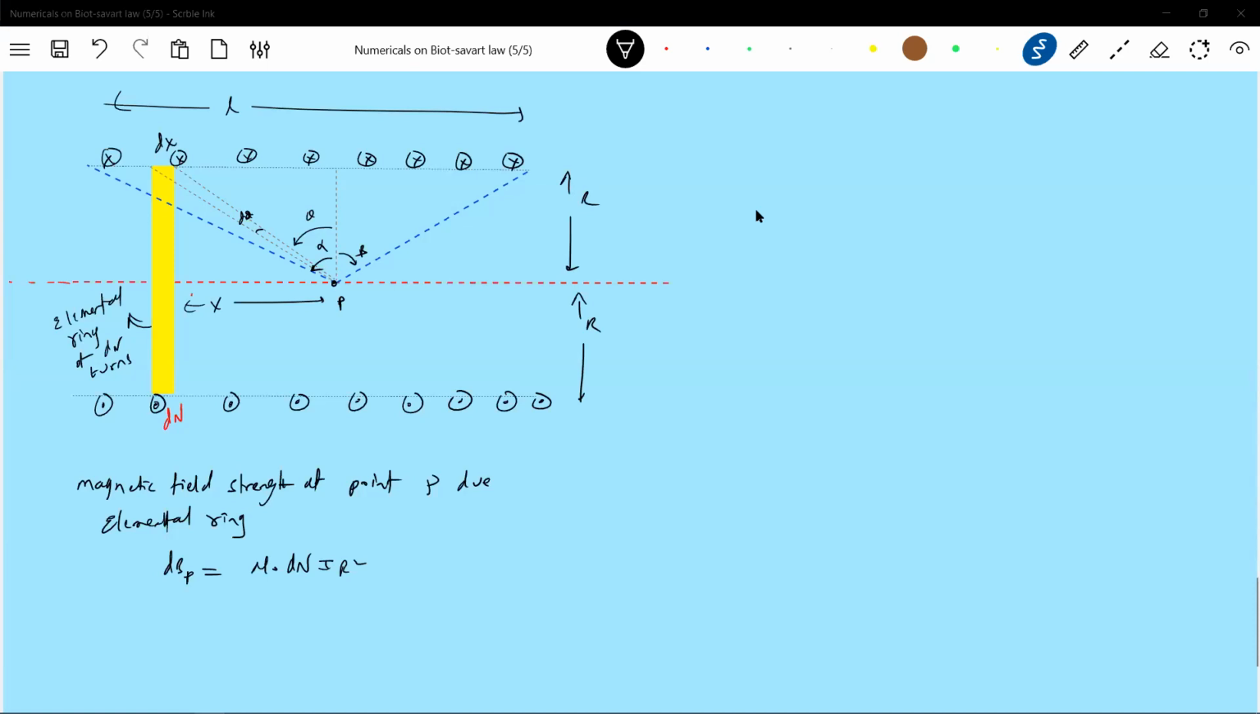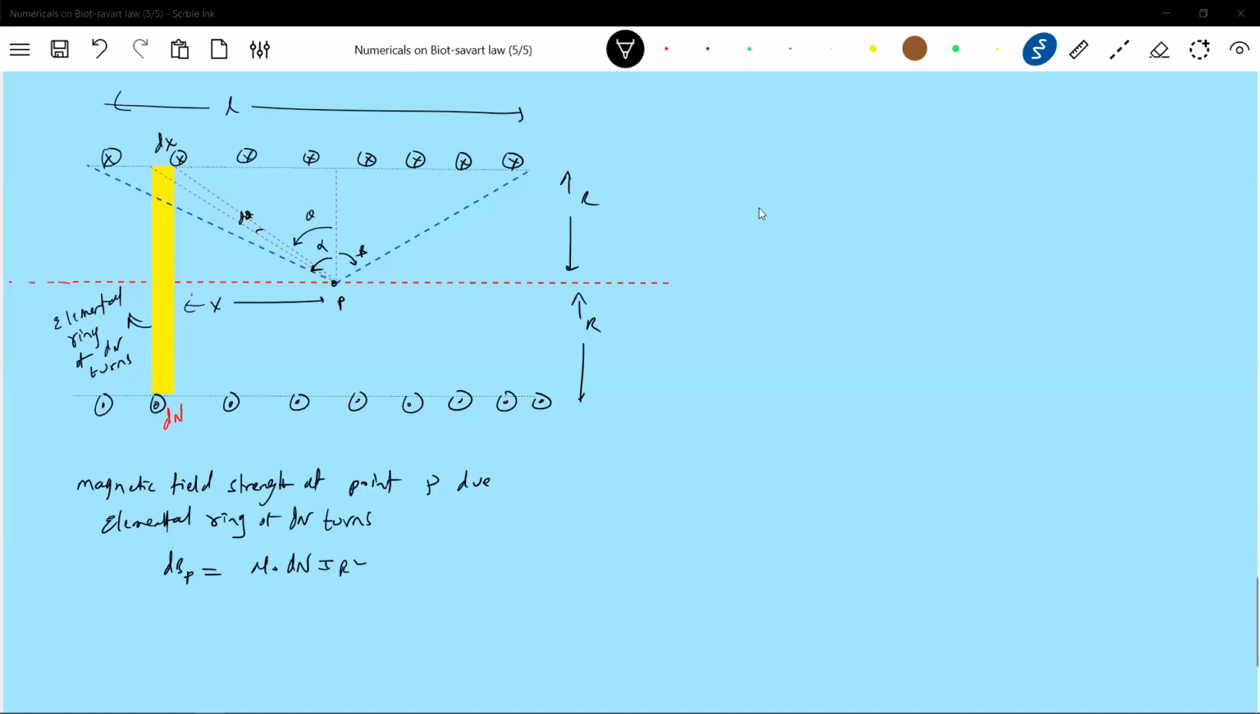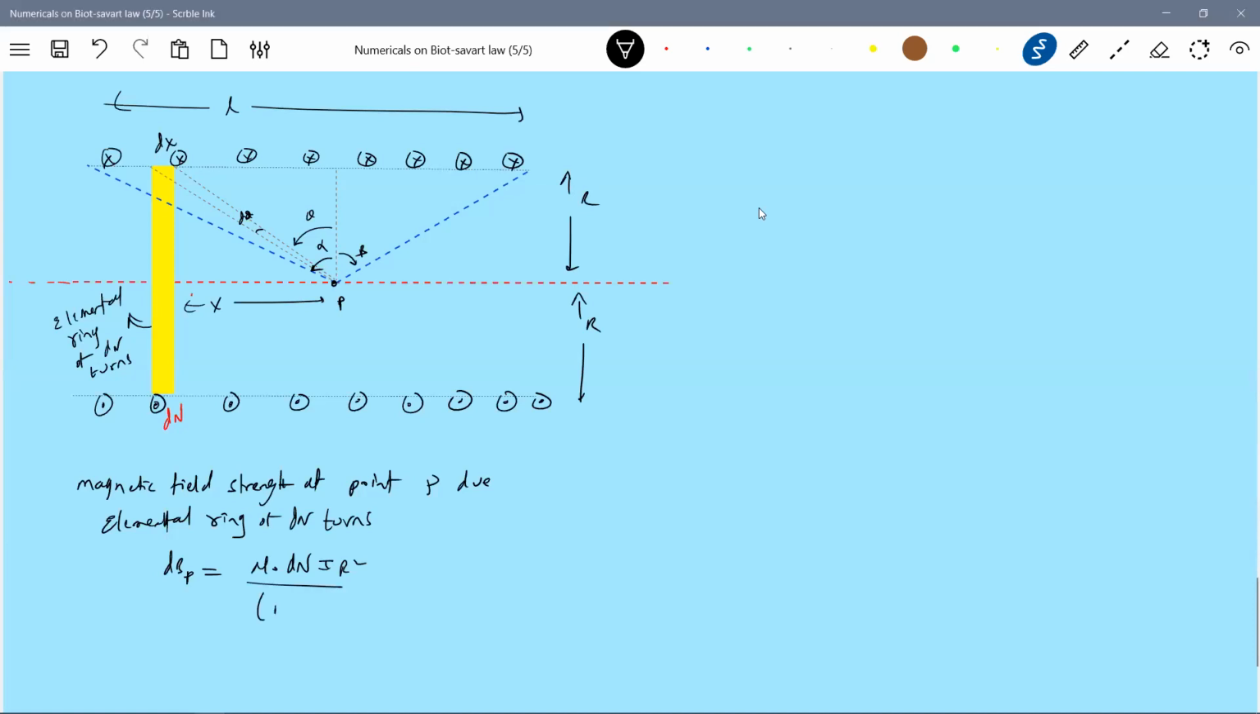Elemental ring or coil, it doesn't matter here. Elemental ring of dn turns, or you write coil. Mu naught I r square, so this will become r square plus x square to the power of 3 by 2. I think there's no problem. We are able to get this equation.